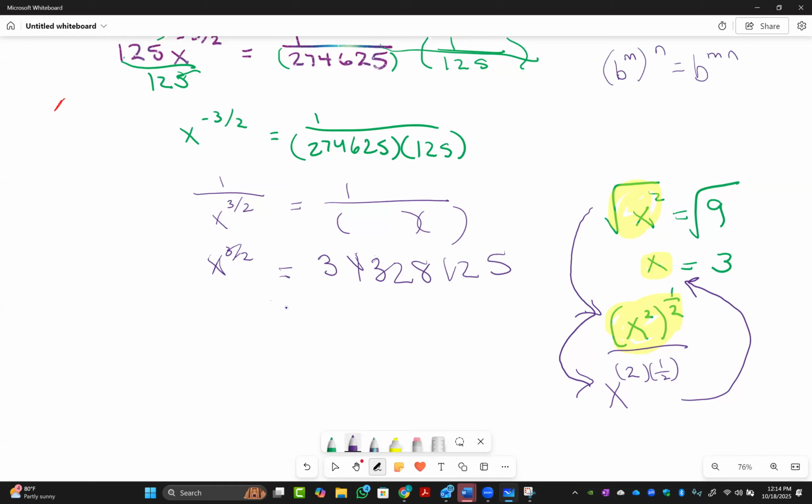So like this could be x squared to the third power. Okay, squared to the third. That's the same as x squared times x squared times x squared, isn't it? Yeah. How many x's do I have?